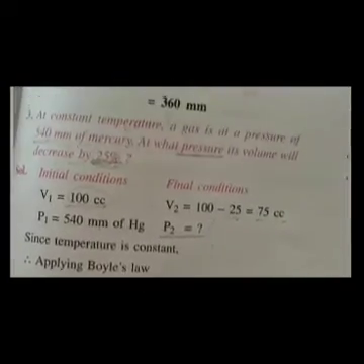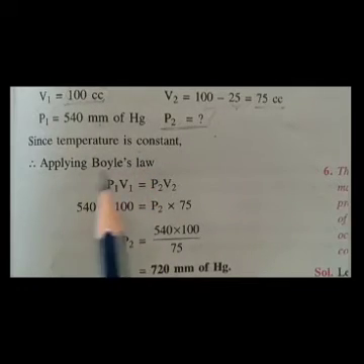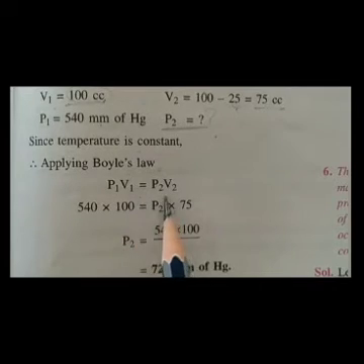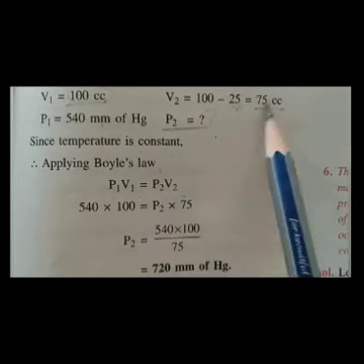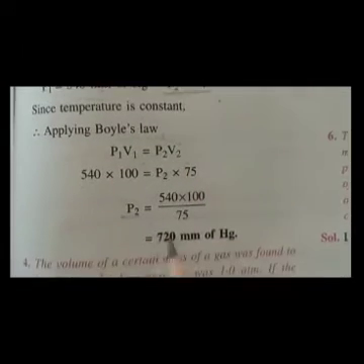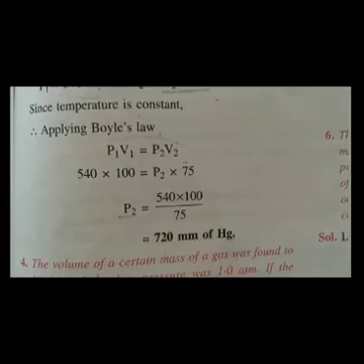Here we are given that the temperature is constant. So we can apply Boyle's law, and according to Boyle's law, P1 multiplied by V1 equal to P2 multiplied by V2. Putting the three values in this equation, we get the value of P2, which comes out to be equal to 720 millimeter of mercury.